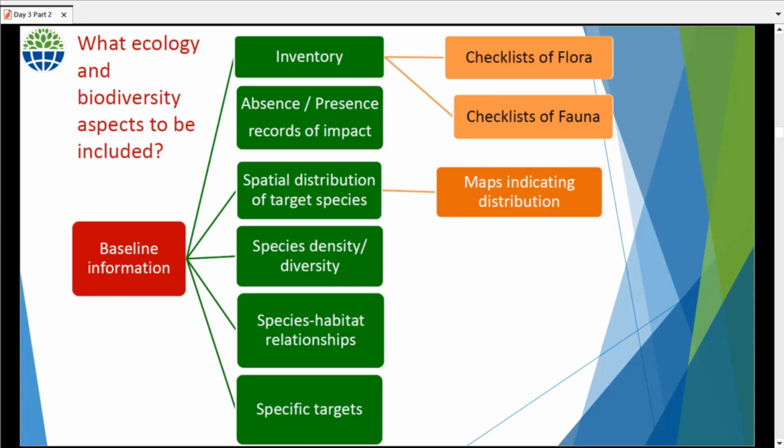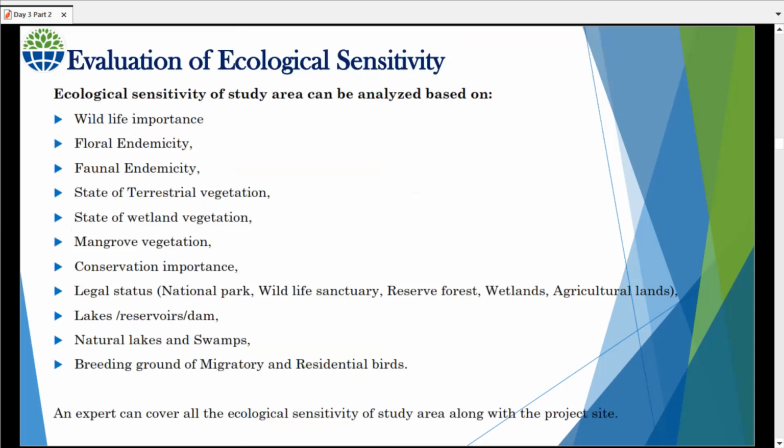We need to go for impact assessment on the basis of data, whatever we have collected from the baseline in the form of flora and fauna. We have to prepare some map of the presence or absence. We have to calculate quantitatively, like species density, frequency, dominance, IVI, some type of richness, evidence, etc.